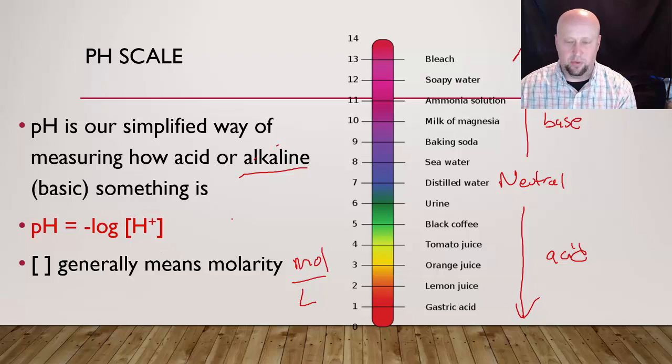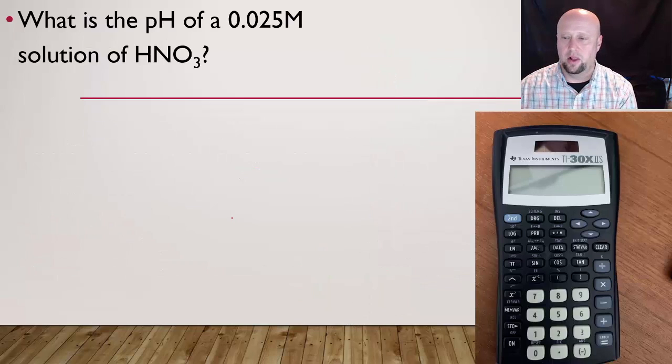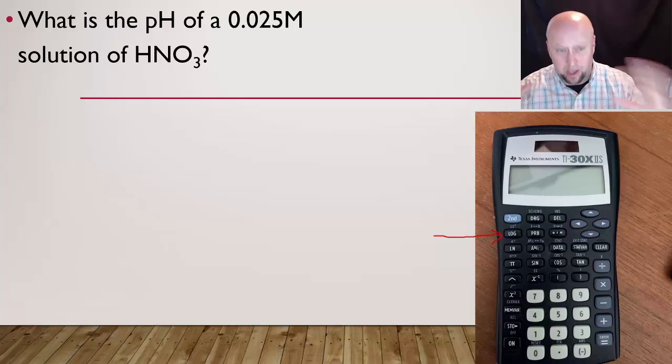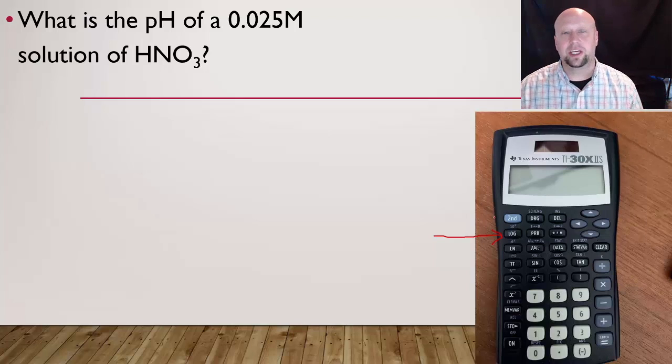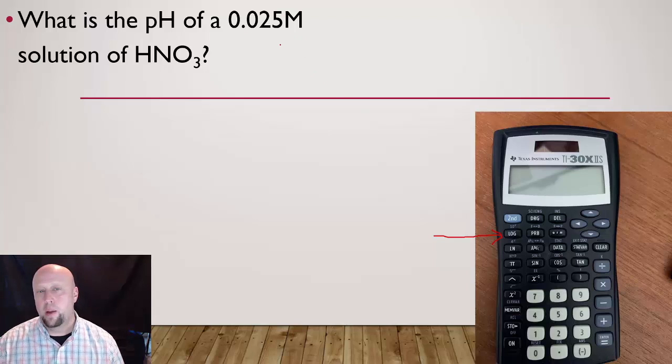Now you might be asking yourself, what do I mean by plug that in? Well, if you grab your good friend the calculator, you'll notice that there is a log key right there. The log key is the logarithm key. Technically speaking, that means the log base 10 key, but we're not going to get into all that. That log key is everything that you need to be able to solve for pH right now. So if I've got a 0.025 molar solution of nitric acid, that's what HNO3 is, then what is its pH?